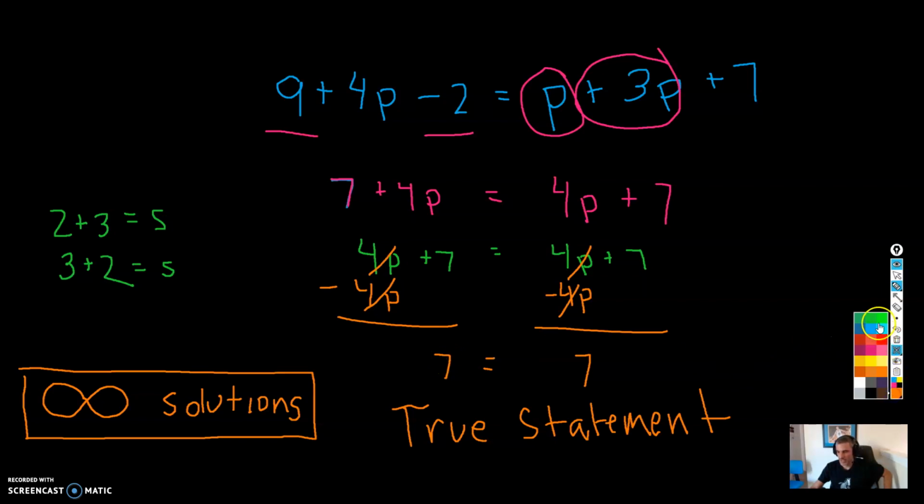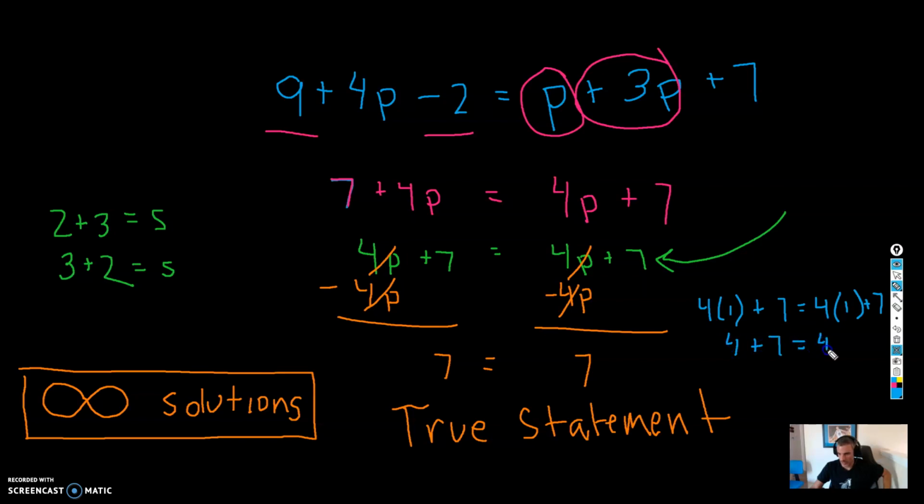And I think you can see that really by looking at this line right here. I have the exact same thing on both sides of my equal sign. So it doesn't matter what number I pick. If I pick 1, for example, I'll have 4 times 1 plus 7 is equal to 4 times 1 plus 7, right? Everywhere that I had a variable, I plugged in a 1. Well, 4 times 1 is just 4, right? So I end up with 4 plus 7 on both sides, which is just 11 equals 11.